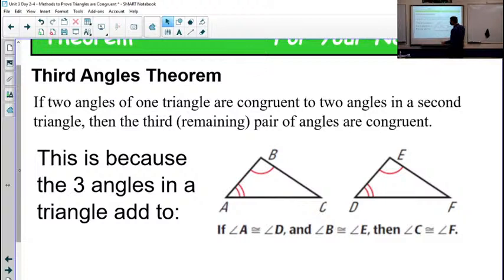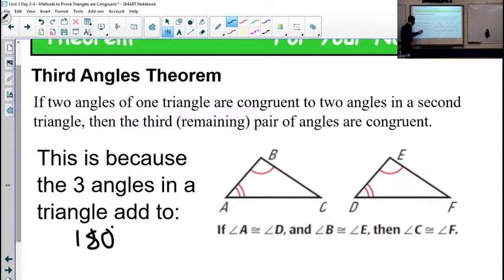And it's because in every triangle, the 3 angles in a triangle have to add to 180 degrees. So this is because the 3 angles in a triangle add to 180.